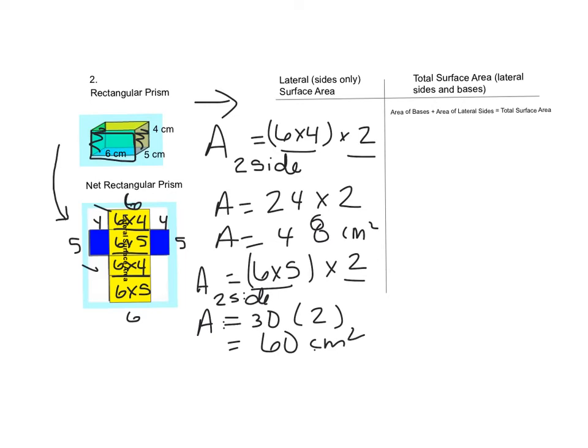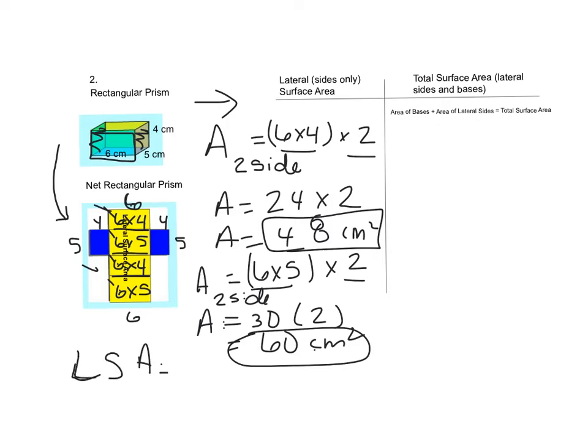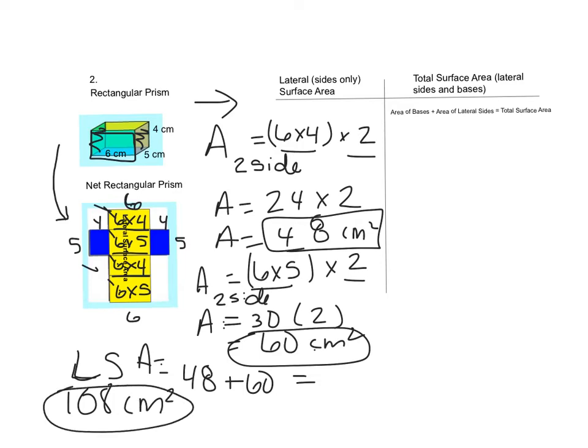So the lateral surface area, which is the yellow rectangles that you see right here, would be 48 plus 60. I'm going to abbreviate LSA for lateral surface area. It is 48 centimeters squared plus 60 centimeters squared, which is 108 centimeters squared. And that is our lateral surface area.